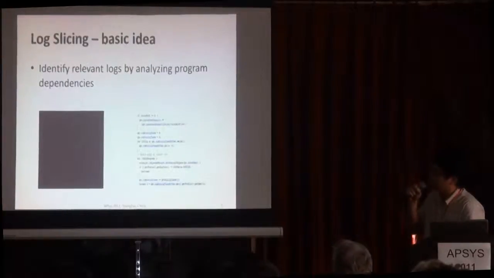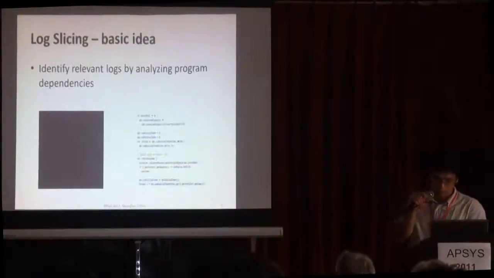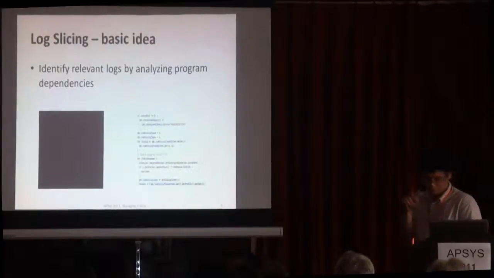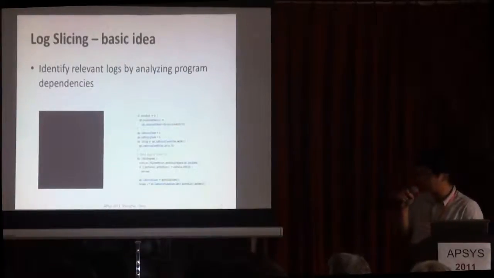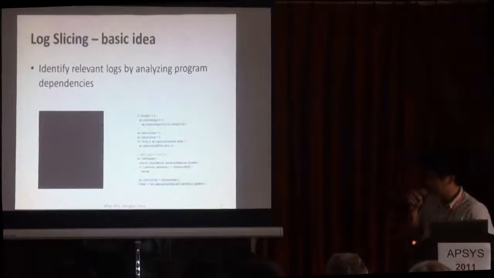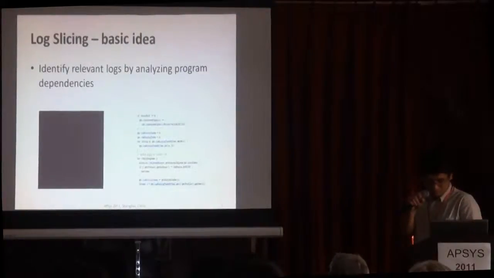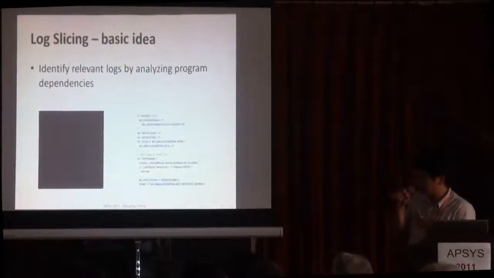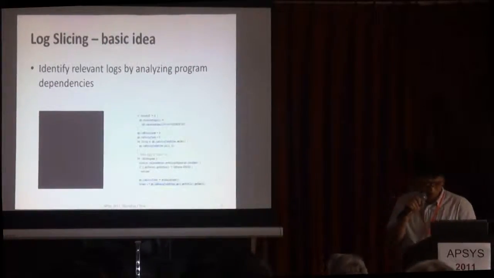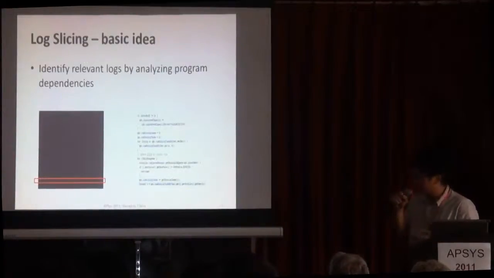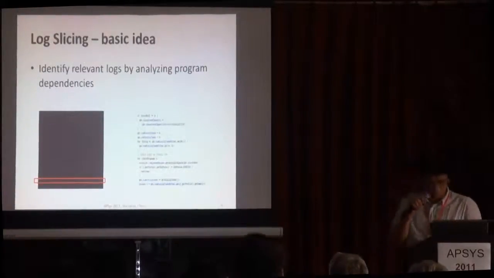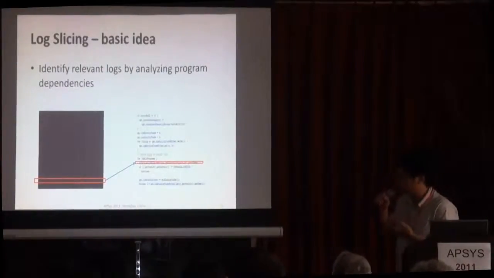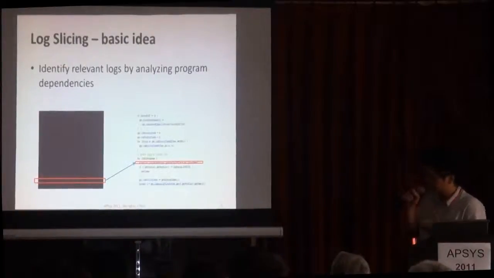The first component is log slicing. The basic idea is to identify relevant logs by analyzing program dependencies. Here is another example, and again please do not read it, because it's different from the previous one. On the right-hand side is a piece of program, and on the left-hand side are the logs printed by this piece of program. Suppose we observed an error message among the logs. Then in log slicing, we first map this message to its corresponding logging statement, that is, the statement which has printed this log.